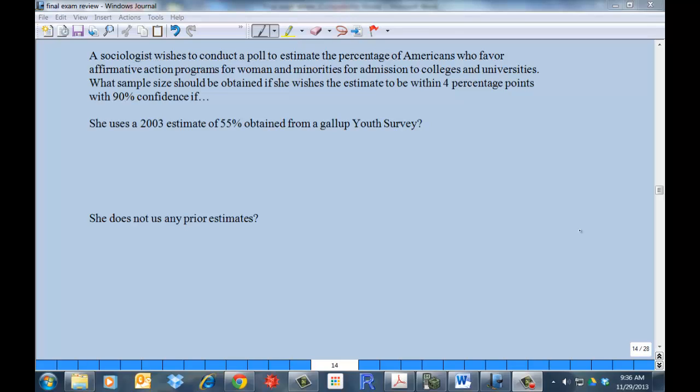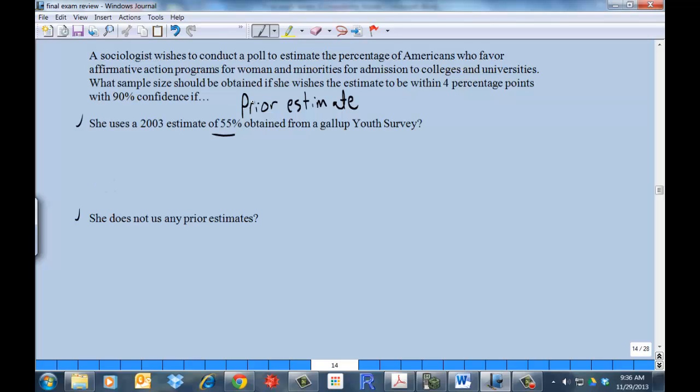So we've got two cases here. The first case is if she uses a 2003 estimate of 55%. So this is kind of like a prior estimate here. Obtained from a Gallup Youth Survey. And then the second case, case number two, is she does not use any prior estimates.